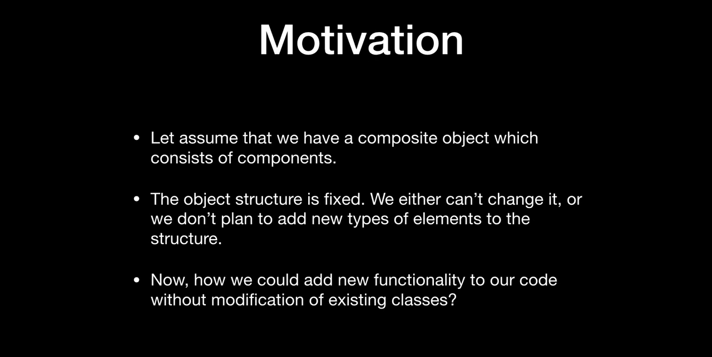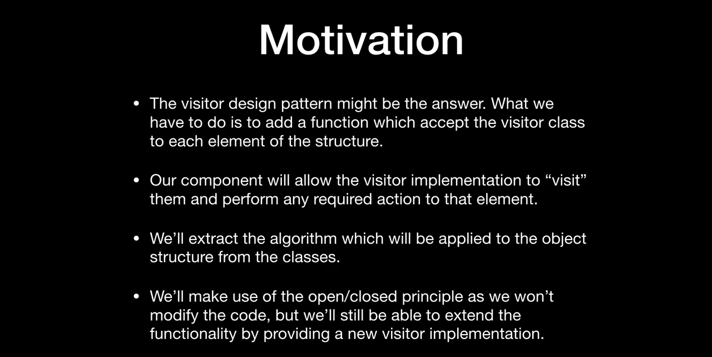So let's assume that we have a composite object, which consists of components. The object structure is fixed. We either cannot change it, or we don't plan to add a new type of element to the structure. Now how could we add a new functionality to our code without the modification of existing classes? In this instance, the visitor pattern is the answer to your question.